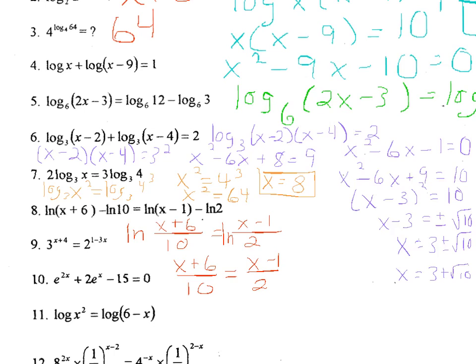So we have 2x plus 12 equals 10x minus 10, which would give us 22 equals 8x. So our final answer is x equals 11/4.